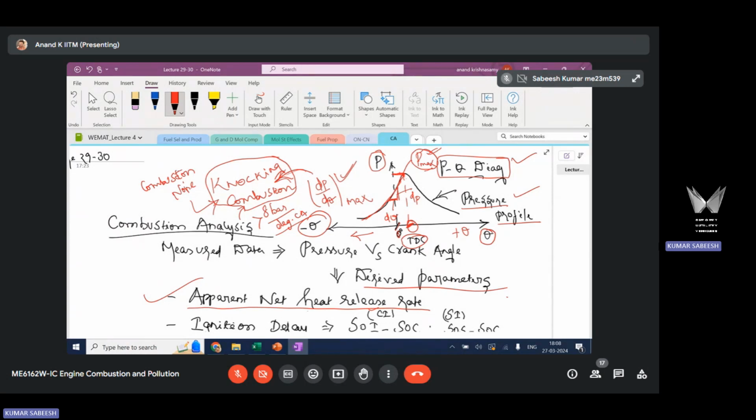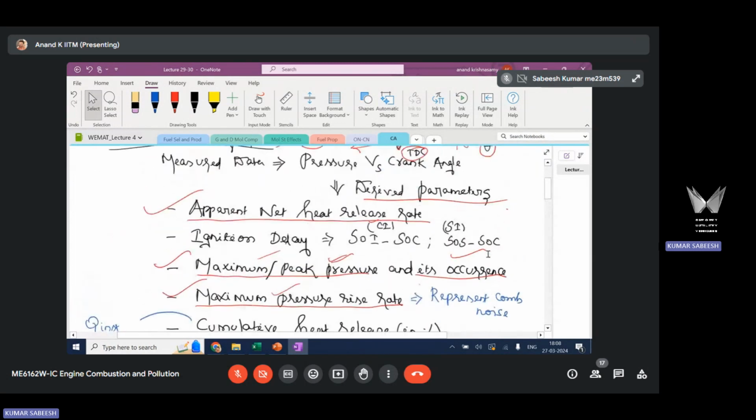So we need to have a better combustion. Better combustion shows a higher burn rate. Okay, it should not be too high from a knocking perspective. It should not be too low also. That's why we need to monitor this value. The other information I discussed is heat release rate.